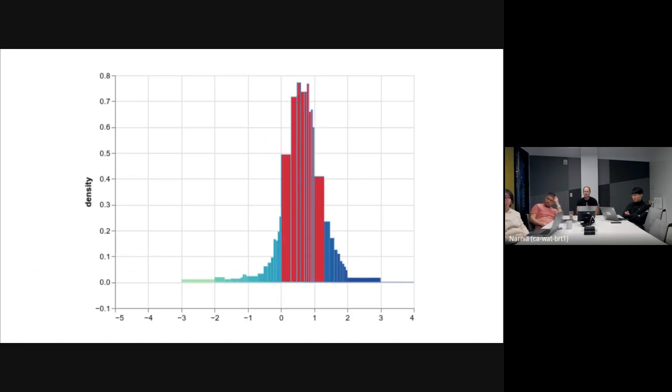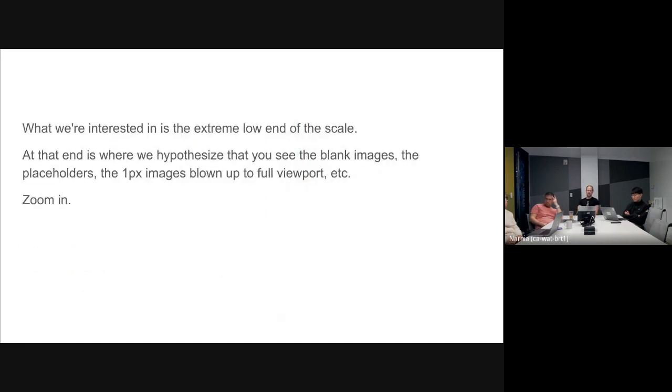There's about 75% of the samples in this central peak, between 1 and 20 bits per pixel. Between about 0.6 and 60, we get about 90% of the samples. And those are all content, right? This is not what we're interested in. What we're really interested in is the low end. This is where we think we're going to see blank images and placeholders and 1 pixel images blown up to the entire viewport and all that. So that's what we want to focus on.